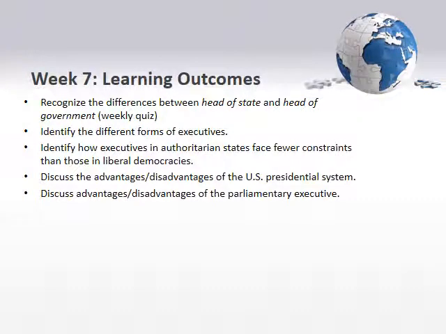And here are our learning outcomes for the week. We will recognize the differences between head of state and head of government. We'll identify the different forms of executives. We'll identify how executives in authoritarian states face fewer constraints than those in liberal democracies. We'll discuss the advantages and disadvantages of the U.S. presidential system, and we'll discuss advantages and disadvantages of the parliamentary executive.